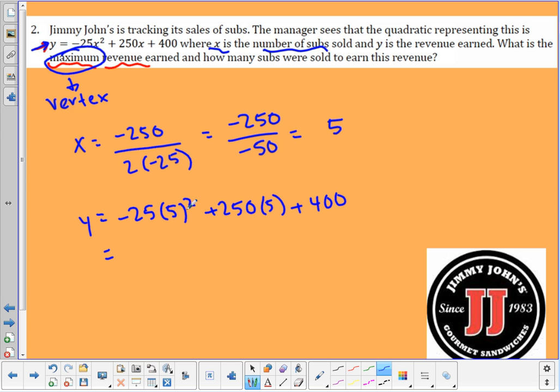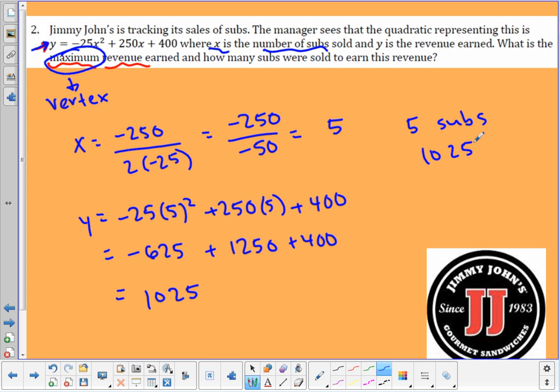That's negative 25 times 25, which is going to be negative 625, because 5 squared is 25, so then I multiply that by the a, plus 250 times 5, which is 1250, plus the 400. I end up with 1,025. So 5 subs is my x value, and $1,025 is my y value. I'm told that x is the number of subs, y is the revenue earned. So that is my revenue.